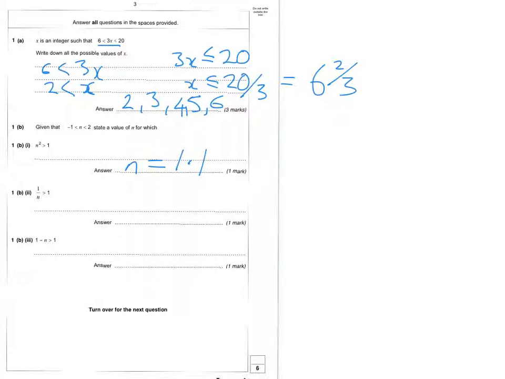1 divided by n is greater than 1, so n must be somewhere between 0 and 1, so let's go with n equals 0.5. Anything in the negatives, so let's go with negative 0.2.